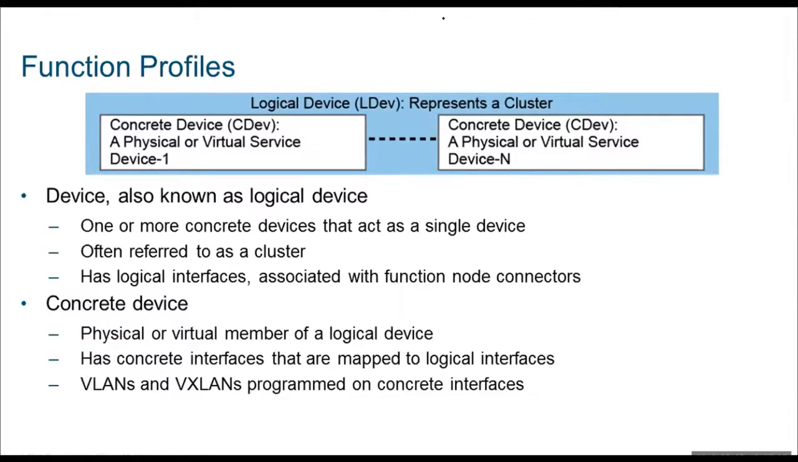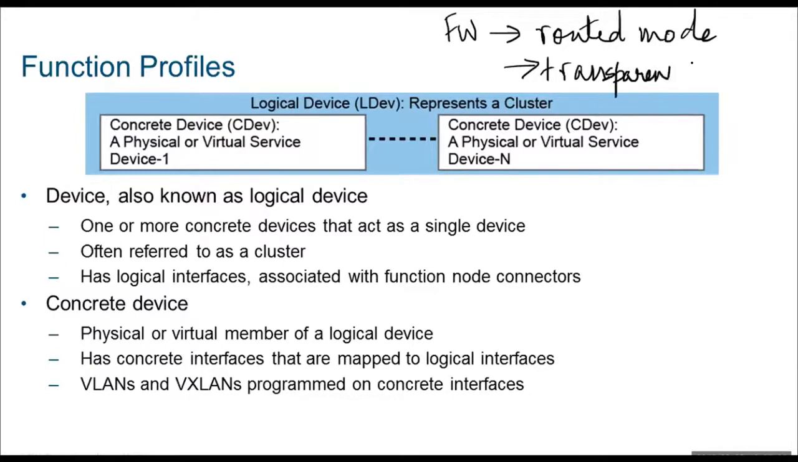For example, I mentioned a firewall. You might have, are you going to be using it in routed mode? Are you going to be using it in transparent switched mode? Each of these has its own parameters that need to be configured. So based on the function profile you select, it would let you configure the parameters.